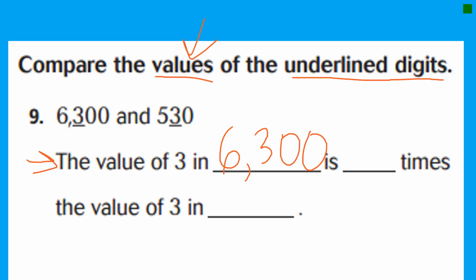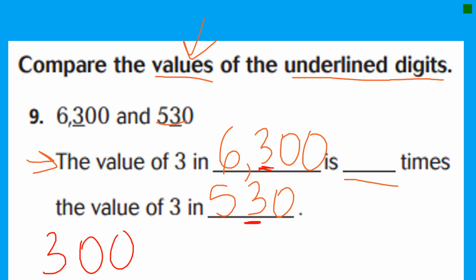The value of 3 in 6,300 is, we're going to leave that blank for a second, times the value of 3 in, so let's put that second number in there, 530. Okay, so we're comparing the values. The value of that 3 compared to the value of that 3. So the value of this 3, a 3 in the hundreds place, is 300. The value of that 3, a 3 in the tens place, is 30.